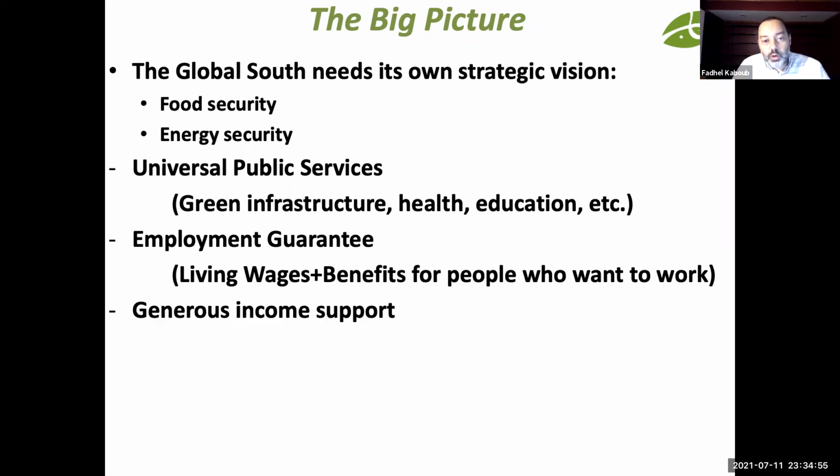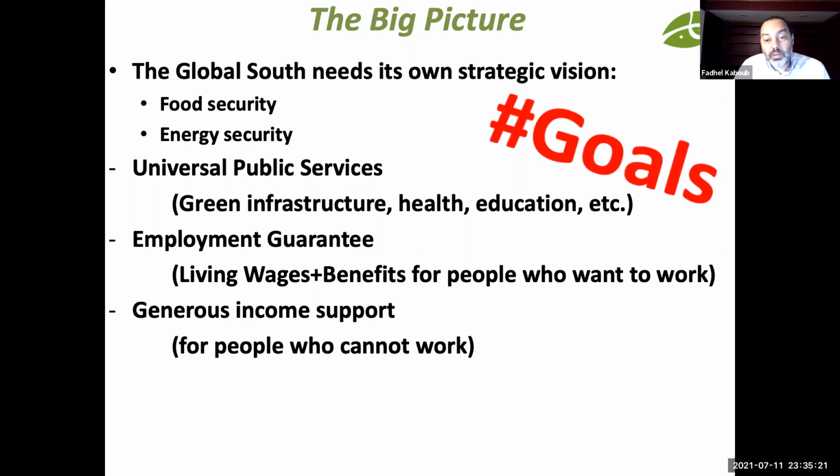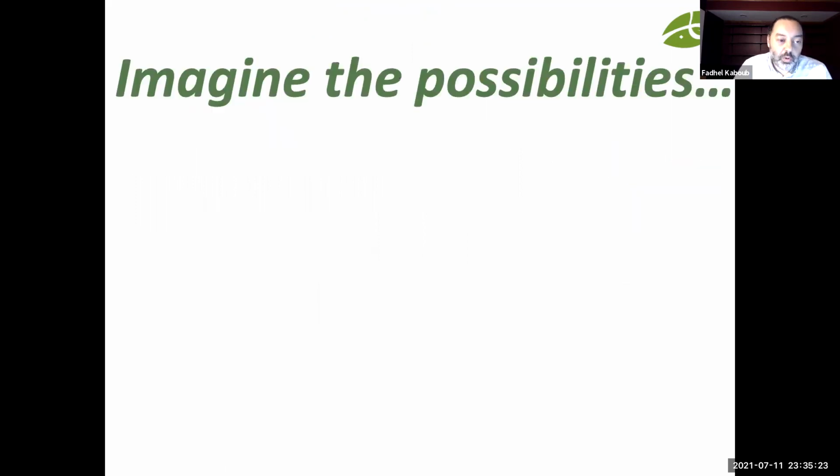And then the third layer of this long-term strategy is for countries to be able to afford generous income support for people who cannot work or should not work for health reasons. And this is how you build sustainable prosperity for everyone in the global south. And it's not going to happen via tourism. It's not going to happen via FDI. It's not going to happen via privatization. All of these strategies that I described earlier are essentially traps. So these are the long-term goals.